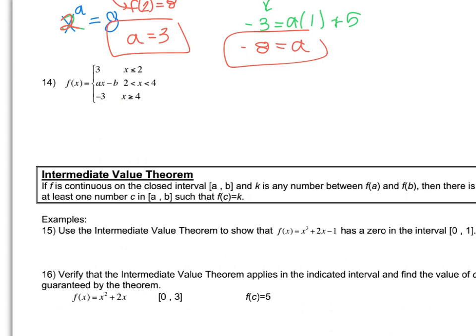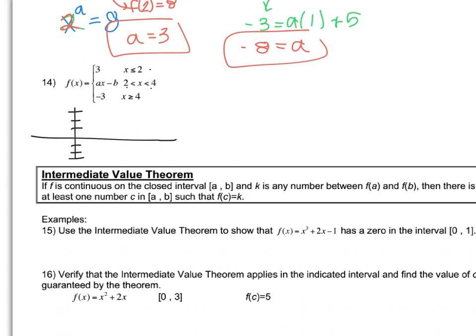So if you think about it, I'm going to draw a quick sketch. So 1, 2, 3, 1, 2, 3. And then the change in the graph happens at x equals 2. And then we see here the 2 and the 4. Let me use my pointer. So at 2, the graph changes to this linear graph, ax minus b. And then it's that linear graph up to 4. And then at 4, it changes again to negative 3.